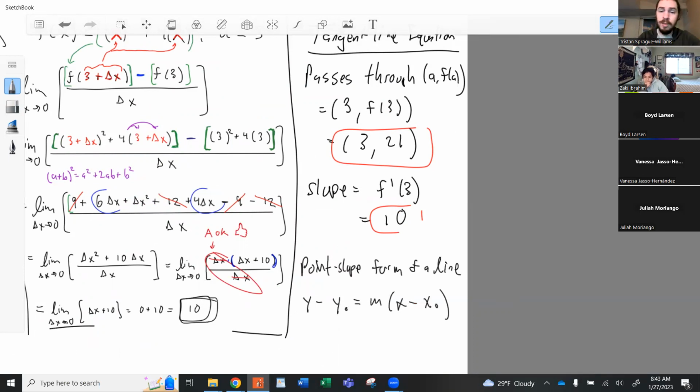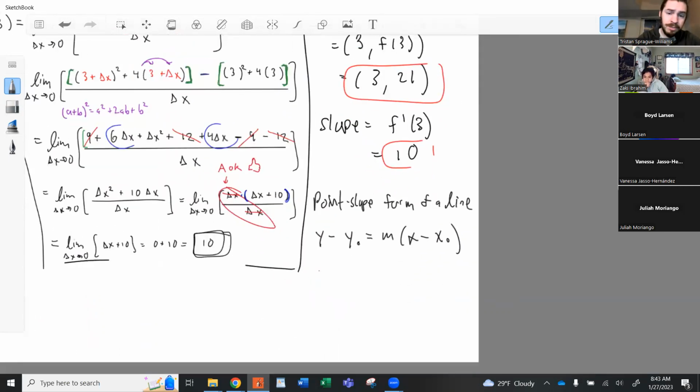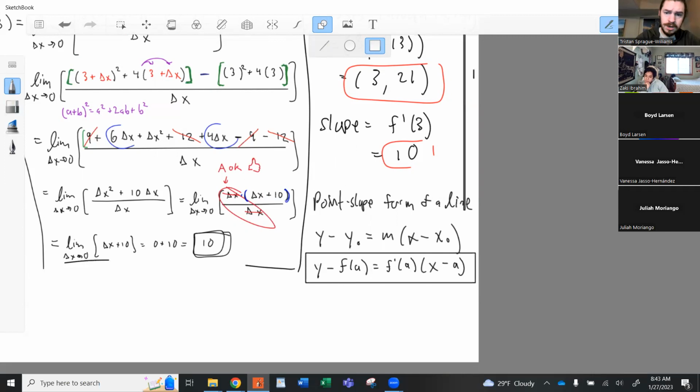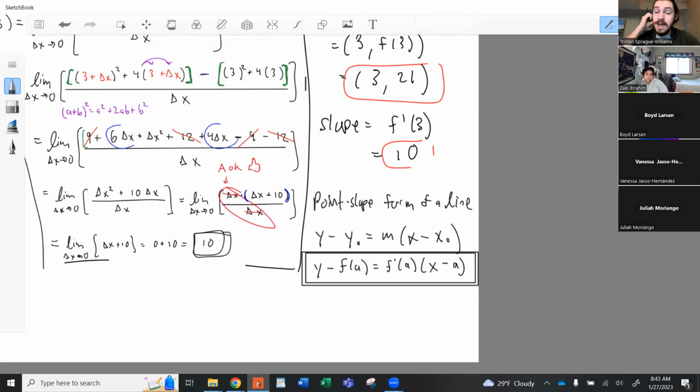From algebra, this is the point slope form of a line. So if we can specify this a little more, we can say y minus f of a, because f of a is going to be the particular y value, equals the slope, which is f prime of a, times x minus a. And this right here is the general formula for the equation of a tangent line. This is something you can memorize if you want to. It's pretty nice. Y minus f of a equals f prime of a times x minus a, tangent line.